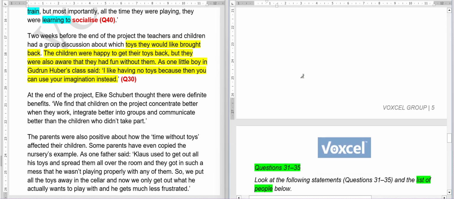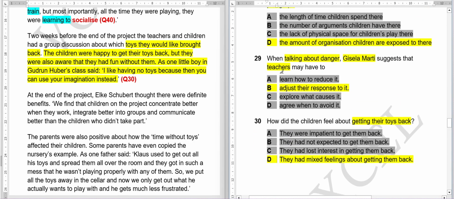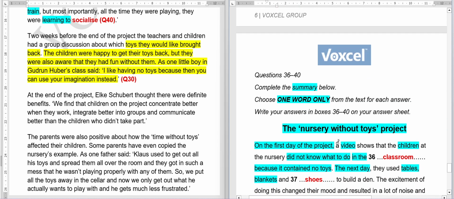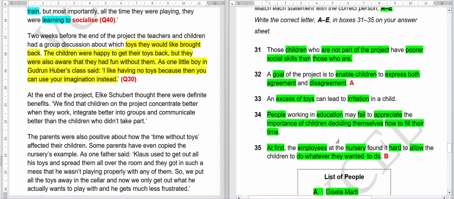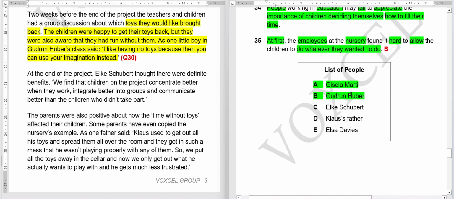So let's see, do we need to read these questions? No. Why? Because there is no name mentioned here. So we have done two sets of questions from 28 to 30 and from 36 to 40. These two sets of questions are complete. So we don't have to worry about that. Now we have to look at these three questions. So three questions are left. Let's look at this particular paragraph. At the end of the project, L.K. Schubert thought there were definite benefits. So, do we have this particular person here? Yeah, C option is L.K. Schubert.